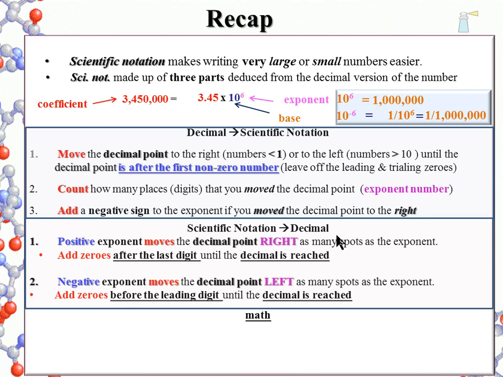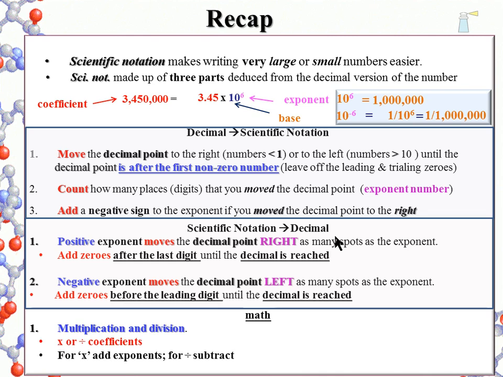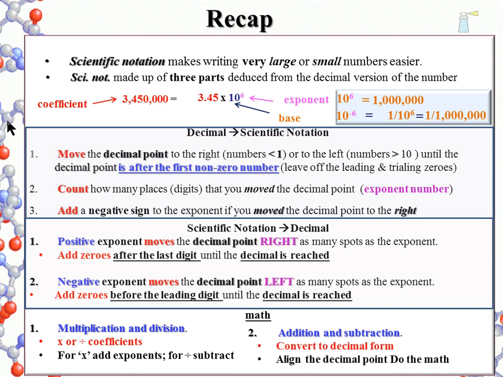And finally, math using scientific notation: multiplication and division, multiply or divide coefficients. For multiplication, add exponents. For division, subtract them. Convert to decimal form. Addition and subtraction, these take more work. Convert to decimal form, align the decimal point, and do the math.